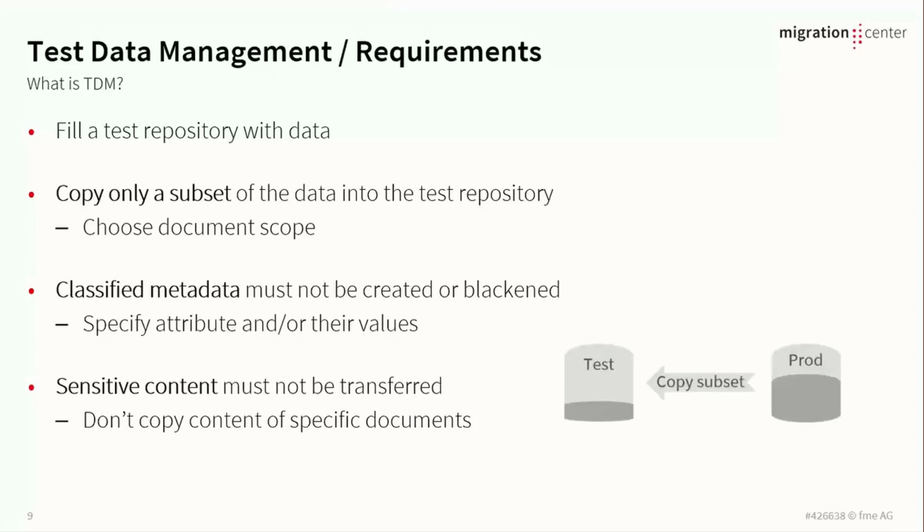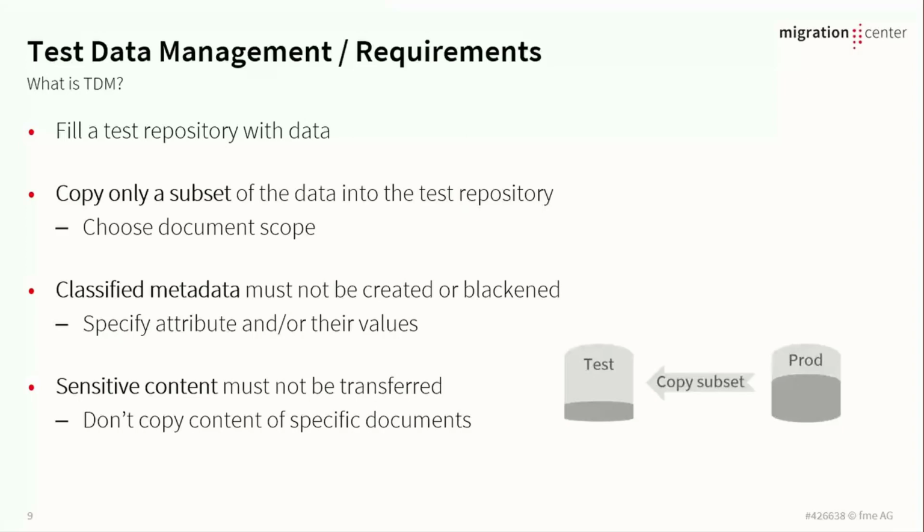So what is TDM? Everyone knows what test data is, and simply it is to fill a test repository with data. You have a production system up and running, and now you want to develop a new application and you need some test data in the test, dev or stage system, whatever it's called. The easiest requirement is, okay, we want the data in our dev repository as well. But the first question that came to mind is that you want to copy only a subset. Maybe you have millions of records in your productive system, so you only want a subset of it, which is most likely enough for the test scenarios and for development.